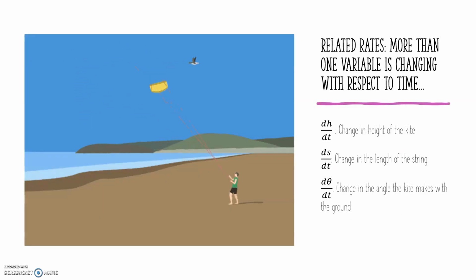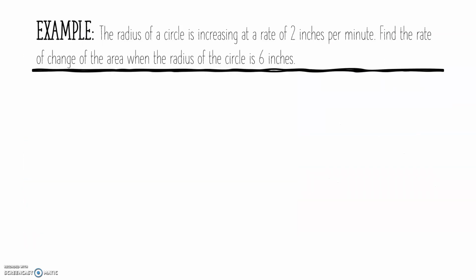If you're flying a kite, the height of the kite can change with respect to time. So can the length of string that you let out, and the angle that the kite makes with the ground could change with respect to time. Those are all related rates because they affect each other, but they're not all the same rate.